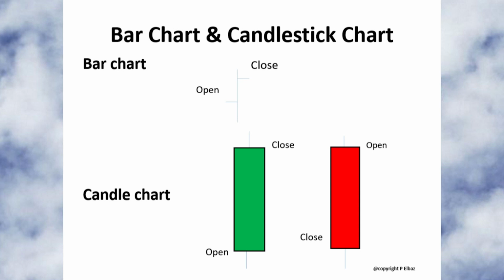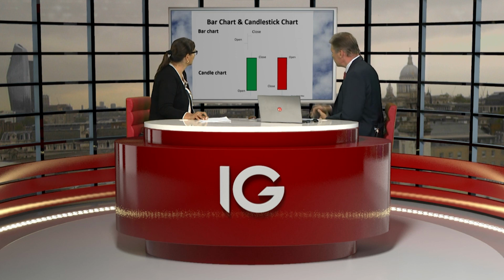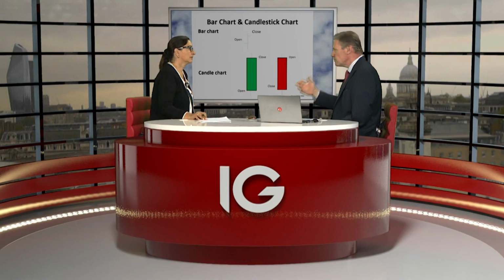Right. You also call them wicks? Yes, totally. Called the wicks. That would fit in neatly with the candle aspect. What are the pros and cons of using these? You say Steve Nison brought them in 30-odd years ago into our modern way of thinking of technical analysis. But what are the pros and cons?